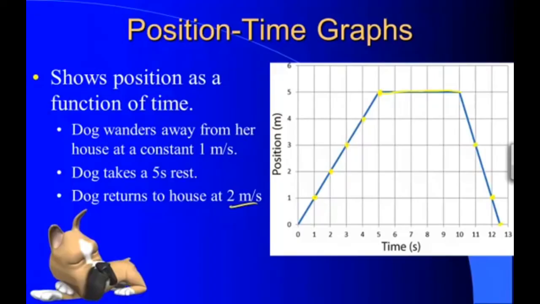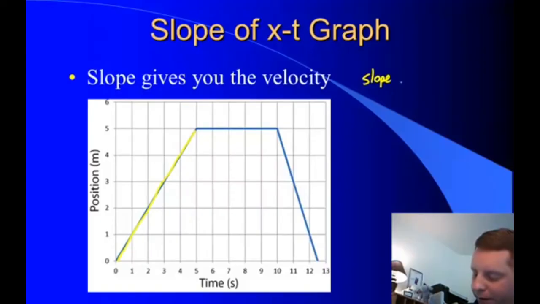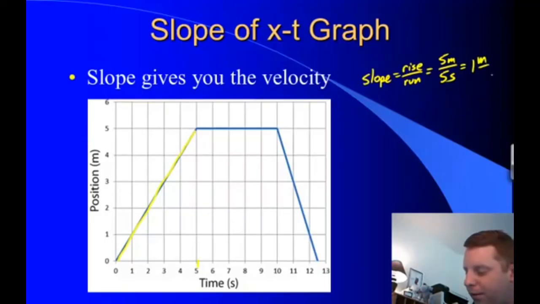So the position time graph shows you an object's position as a function of time. But we can learn a lot more from it. If we take a look at the same graph, if we take the slope of this first section of the graph, well, the slope is rise over run. And in that interval, that first 5 seconds, we have a rise of 5 meters. And it takes 5 seconds to do that. That gives us a slope of 1 meter per second. Hey, that's our velocity. So the slope of the position time graph gives you velocity.